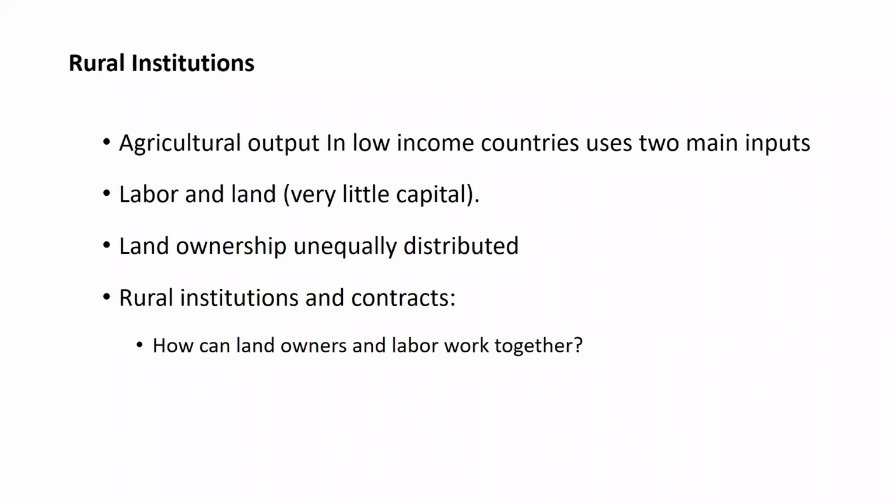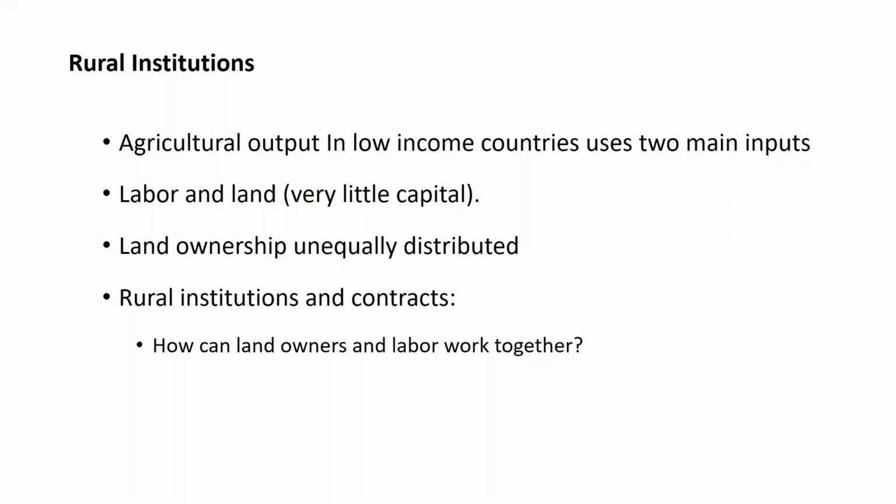Okay, so I want to talk a little bit about rural institutions, economic institutions. We're going to simplify and think about agricultural output in low-income economies as using two main inputs, labor and land, which is to say we're going to ignore capital. Capital is more important in more modern forms of agriculture, but for low-income countries, we can simplify and think you need land and you need labor in order to produce agricultural goods.